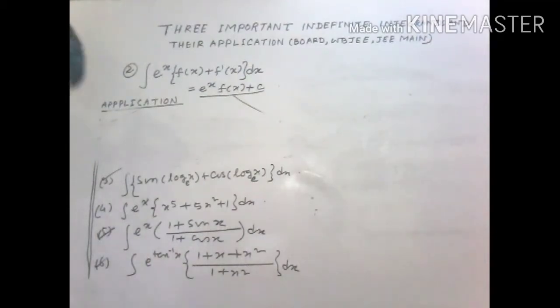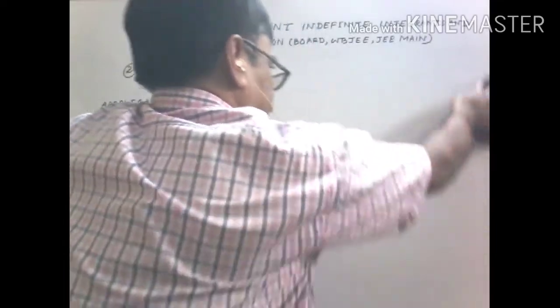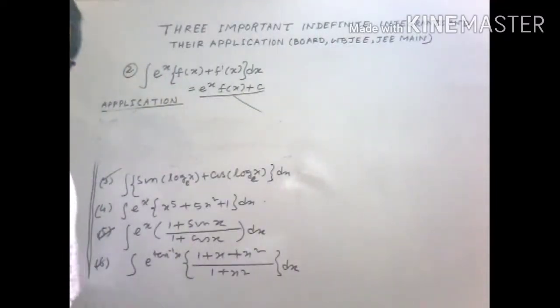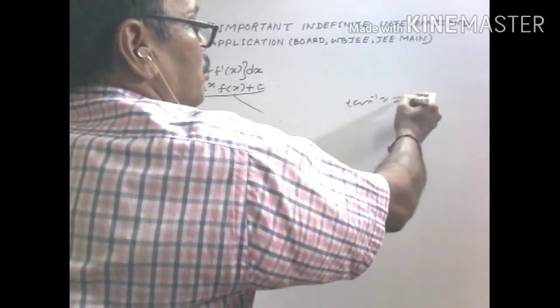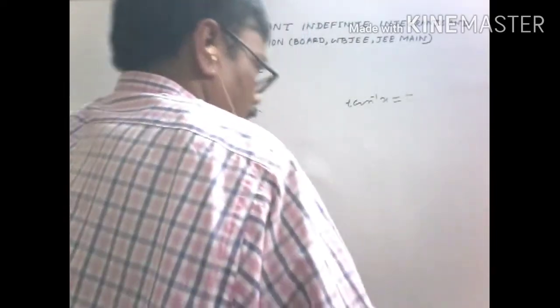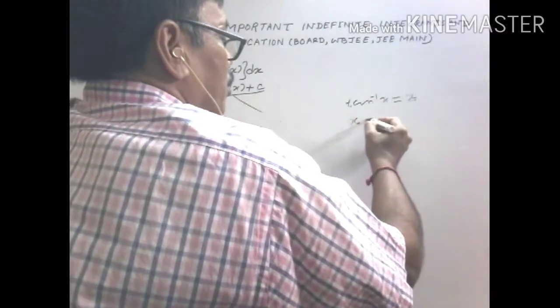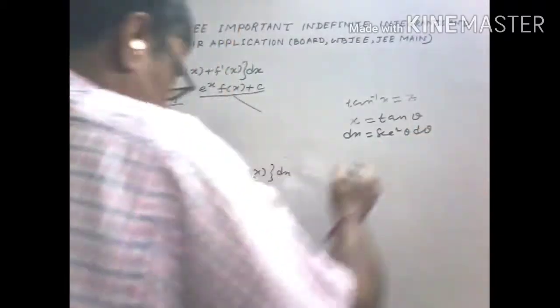Now problem number 6. So look, it is not given in standard form. So look at it again. This should be z, not tan inverse x. So the transformation is tan inverse x equals z. So what is your transformation? Tan inverse x equals z. So what is x? x equals tan theta, dx equals sec square theta d theta.